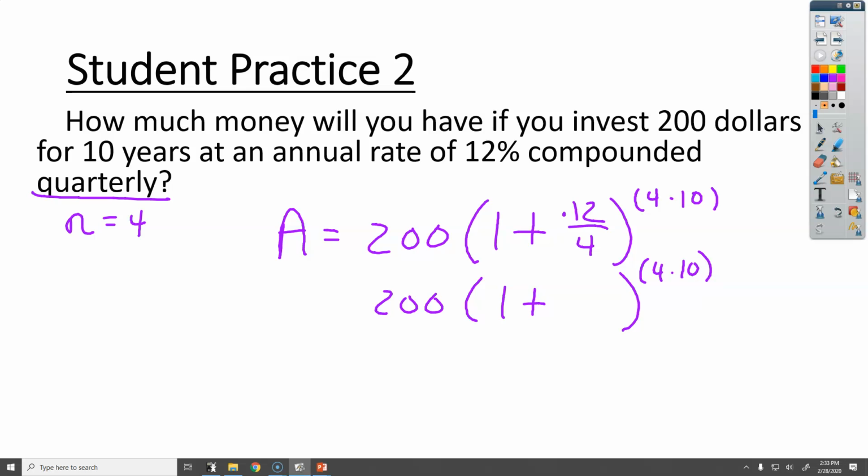What is 0.12 divided by 4? I think it's 0.03, isn't it?